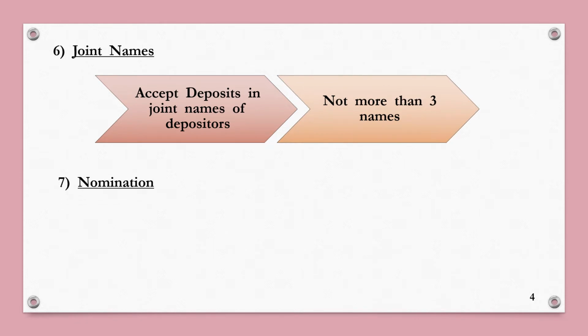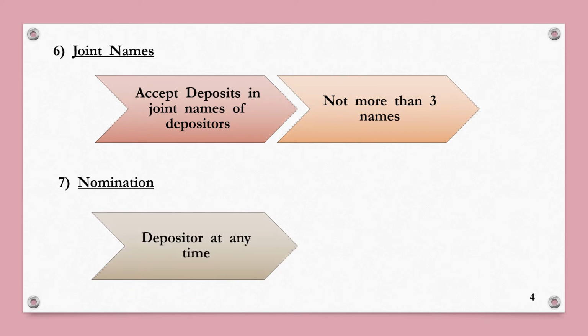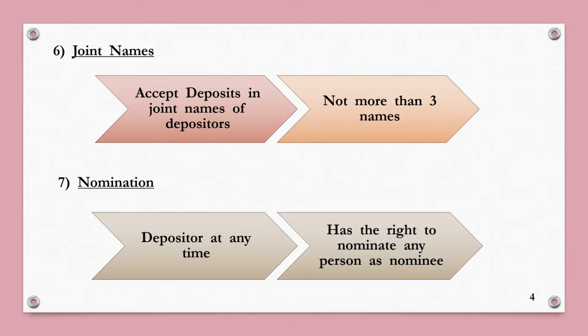The next condition is related to the nomination facility which is available to the depositor. The company's rules state that every depositor at any point of time has the right to nominate any person as nominee of his or her deposit. Nomination facility simplifies the procedure for settlement of claims in the event of death of depositor.